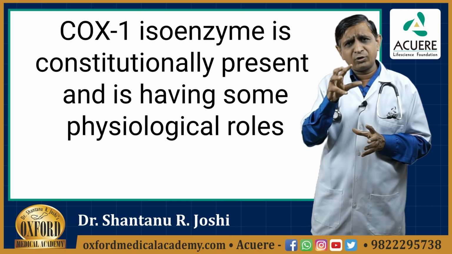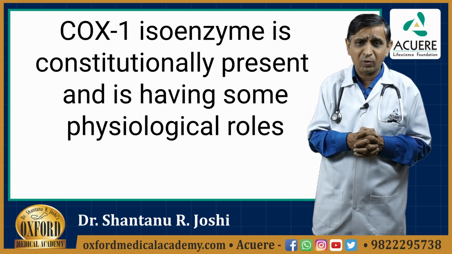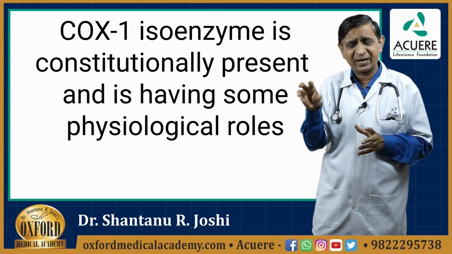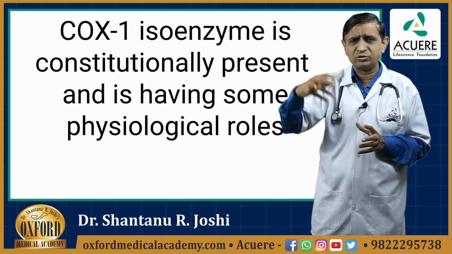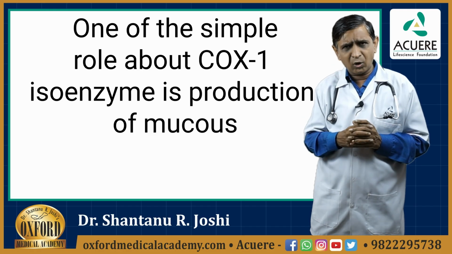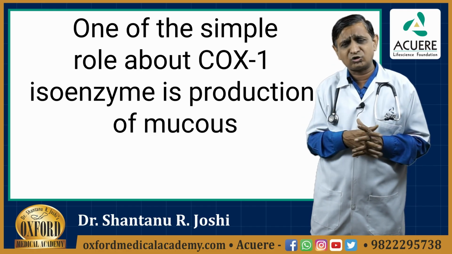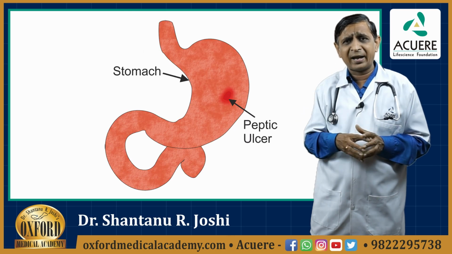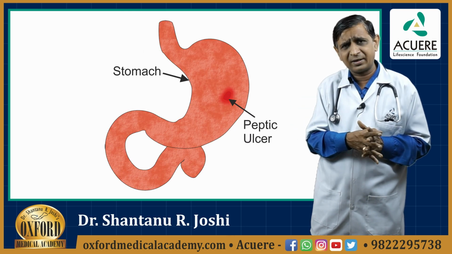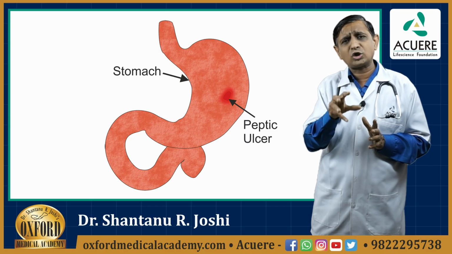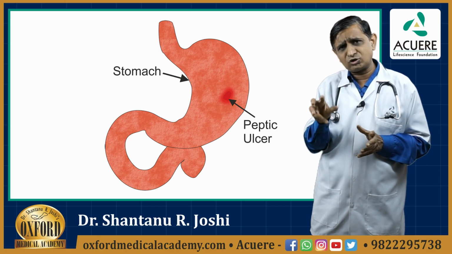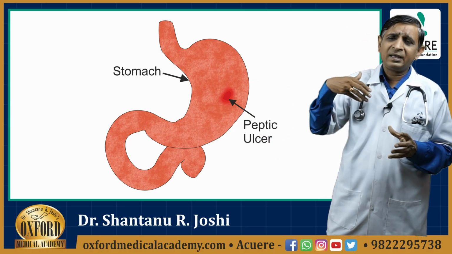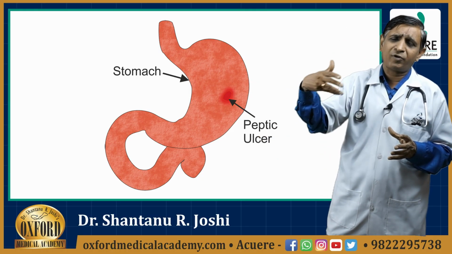Dear students, you have to remember some important things about COX-1. The COX-1 isoenzyme is constitutionally present and has some physiological roles. One simple role I would like to tell you about is the production of mucus and bicarbonate ion in the mucosa of the stomach, which is a function of the COX-1 isoenzyme. This COX-1 isoenzyme plays a physiological role and protects the stomach from gastritis and also from peptic ulcers.